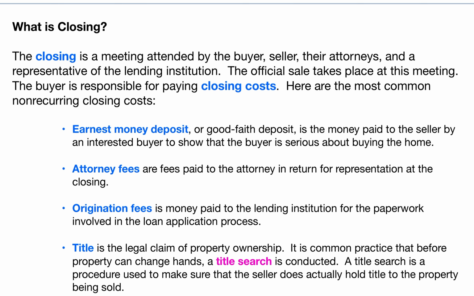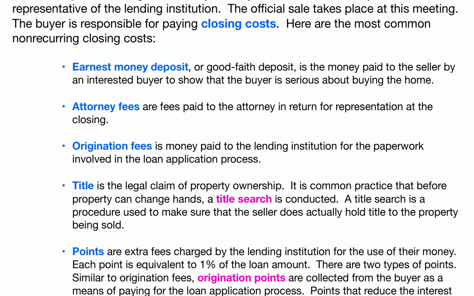Now, when you go to closing, you as the buyer are responsible for paying closing costs. And here are some of the most common non-recurring closing costs, okay? So number one is the earnest money deposit or good faith deposit. This is the money that you pay to the seller, and you actually place it in escrow to indicate to the seller that you are serious about buying this home. It's a way of showing commitment to purchasing the home.